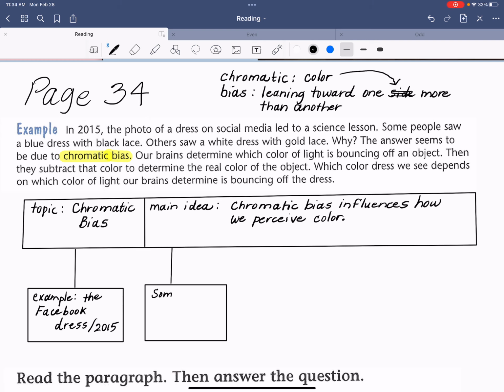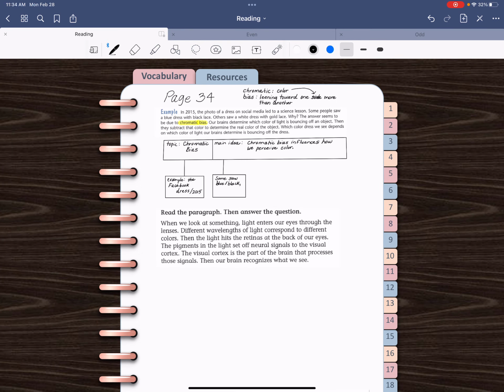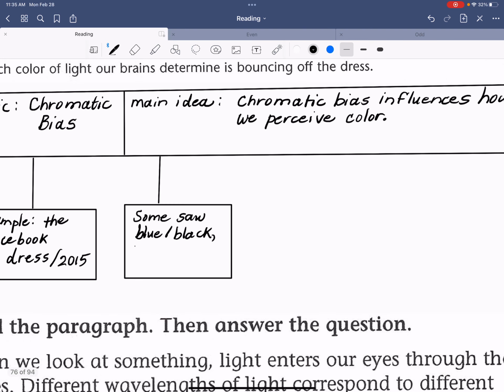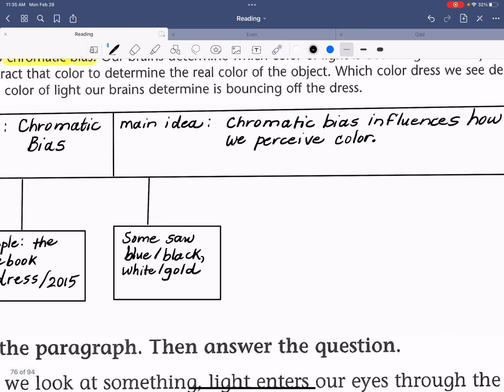Some saw a blue dress with black lace, so blue and black. Others saw white and gold. I personally never saw the blue and black. I only perceived the white and gold. So that's sort of the issue as to what was happening.